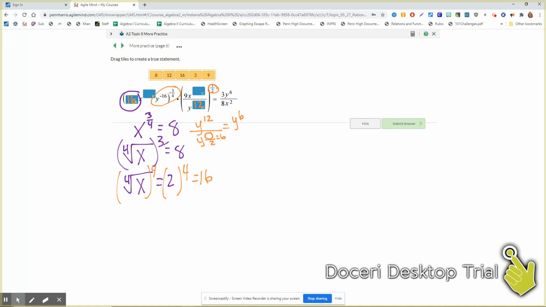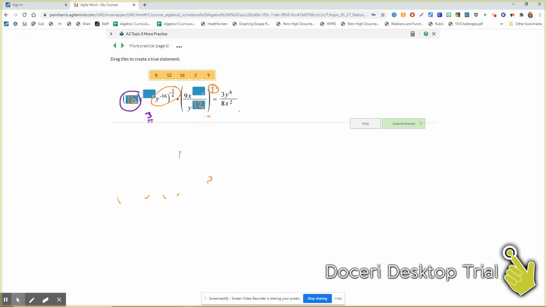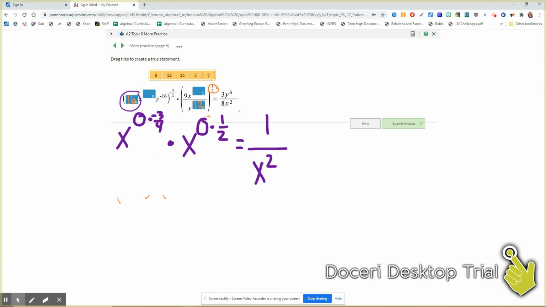Okay. Now for the x's, I'm going to go ahead and clear all this so that we have some more room to work here. The exponents that go with my x's, both of these are blank. I know that x to a number times negative 3/4 times x to a number times 1/2 is going to end up with something over x squared.